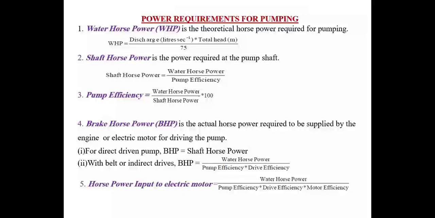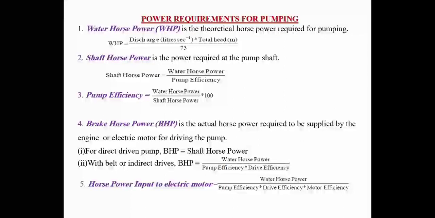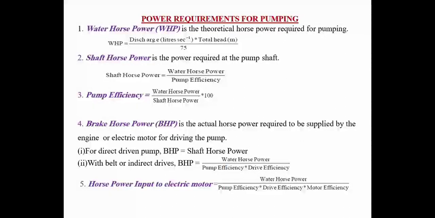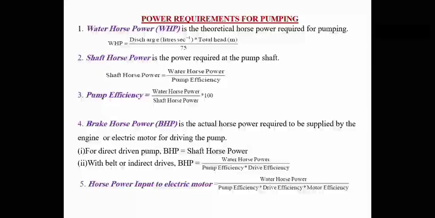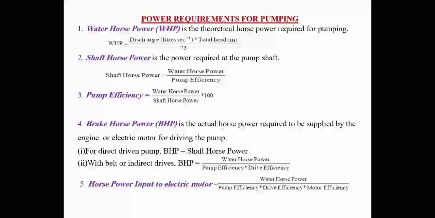First of all, what is water horsepower? We have already seen one equation for that. Water horsepower is equal to H into Q divided by 3960. I explained that we use 3960 only when H is in feet and Q is in gallons per minute. In SI units, where discharge is in liters per second and total head is in meters, we use the formula WHP equal to Q into H divided by 75.